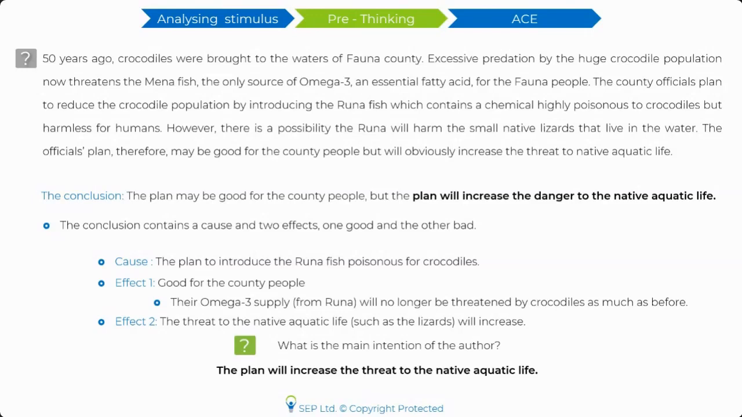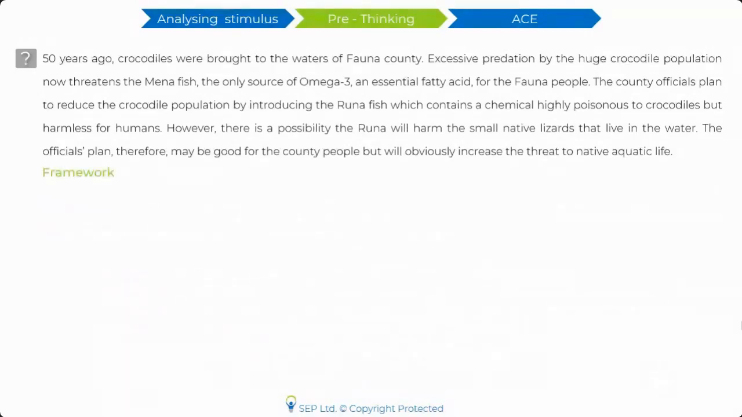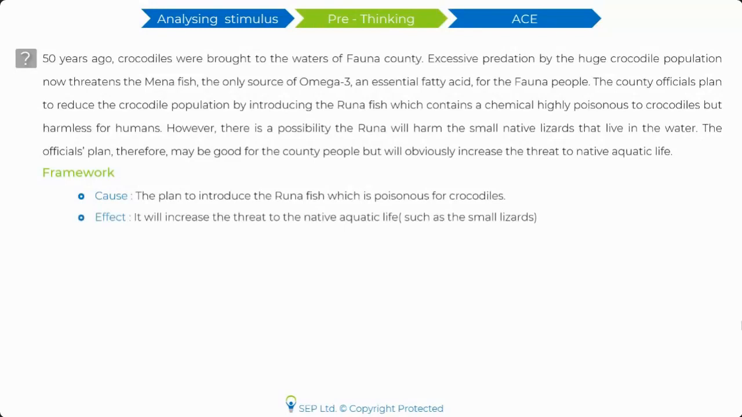Great. Now that we have established that this is a plan, cause-effect kind of question, let's move to employing the framework. The cause is the plan to introduce runa fish, which is poisonous for crocodiles. The effect is that it will increase the threat to native aquatic life. Understand the word increase is important. It's not just saying that it will threaten. Threaten is already given to you in the passage itself, that there is a possibility the runa will harm the native lizard. But the effect is that it will increase the threat. And you have to look at the assumption behind this. How is the author so sure that the threat will increase?